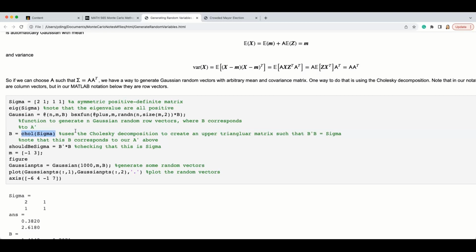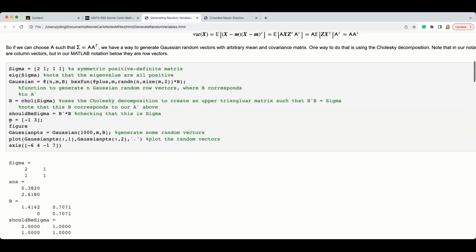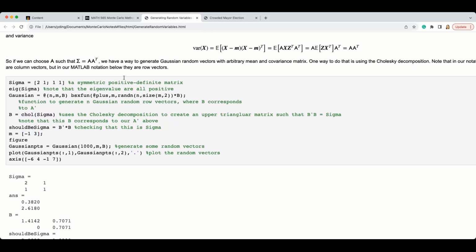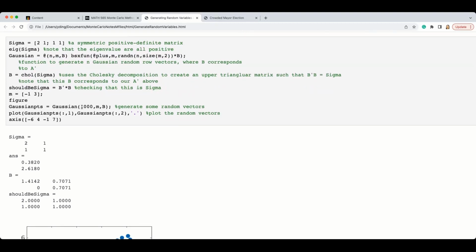Be careful here. You can see here is B transpose times B, so B is actually A transpose. Transpose you just use prime, then it's fine. M we consider to be a vector with minus 1 and 3. Right now we also use a row vector to make it consistent, so it has one row, two columns. And then this generates the samples: the sample size is 1000. Then we have M there, and this is B, the matrix we get from the Cholesky decomposition.